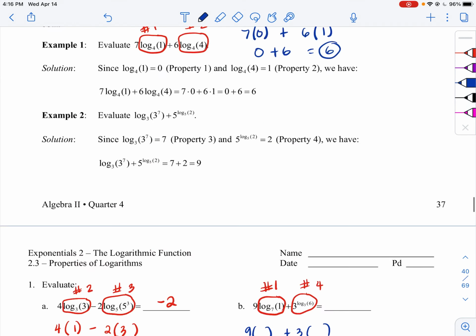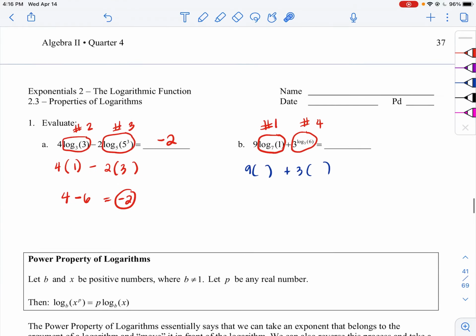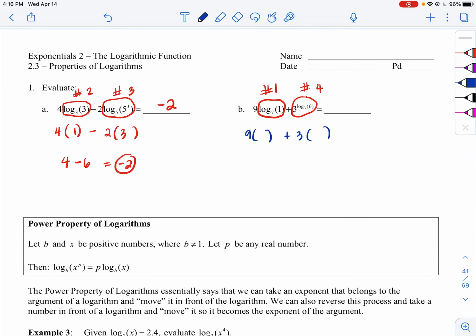So let's take a look at rule number 1 and rule number 4. So let's move back over here. Rule number 1 says that the answer is 0. Rule number 4 says that the answer is whatever is inside that parenthesis, which is 6. So this is 6 right here.